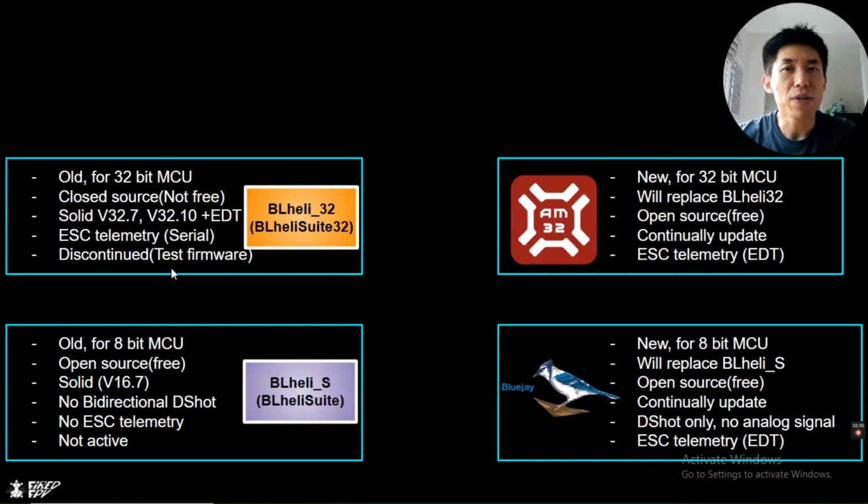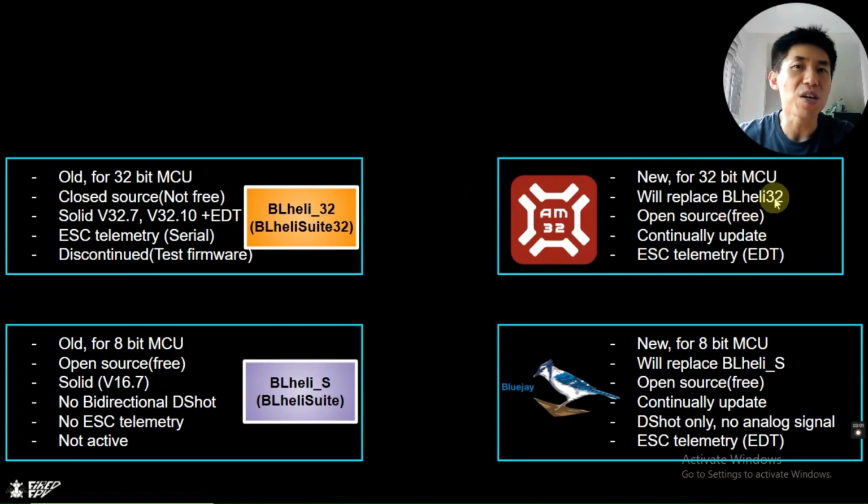Chances are you will get an ESC with the BLHeli_32 Test firmware. The Test firmware needs the Test configurator to open it in order to change the ESC settings. And if you do not have the Test configurator, then you have to ask the manufacturer of the ESC for it. Okay, now let's move on to the right side, AM32.